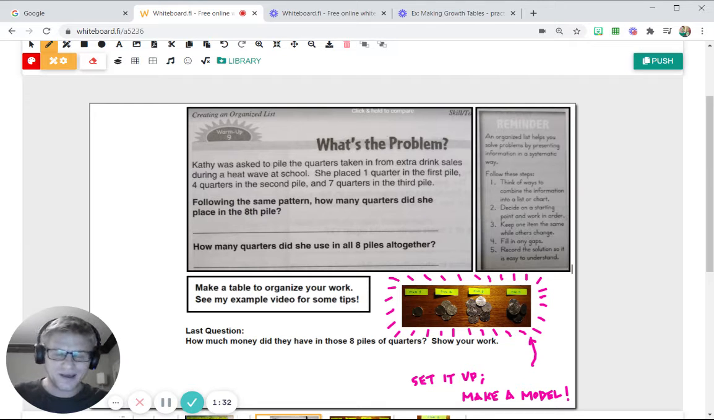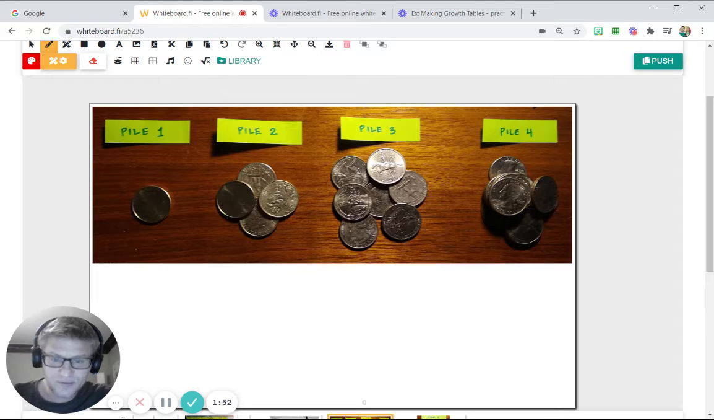Now, I modeled this out, and what's great about a problem like this is that it's like working with money, or working with something that we can model. I modeled it out, and I took a picture of it. I have it right in front of me, in front of the computer. I took pictures, and I'm going to show you guys the pictures. So this is what I modeled.